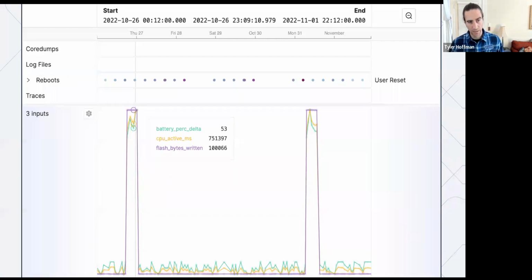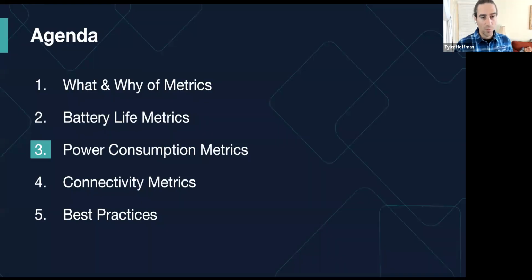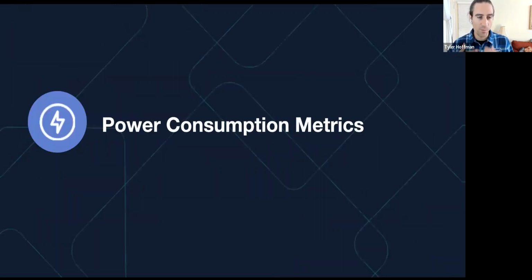And so we touched on it here. We wanted to know what was causing bad battery life, but it's consuming power ultimately that is actually what's going on here. And so I want to talk briefly about power consumption metrics and trying to figure out what is consuming power in your system.